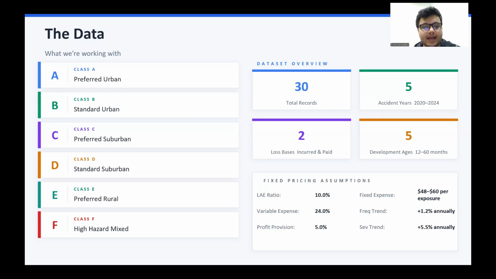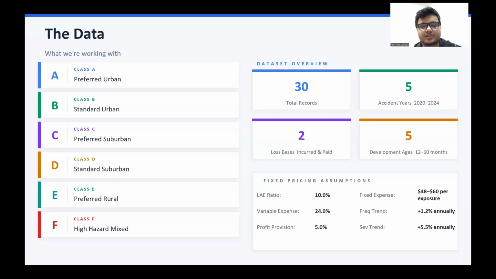So the dataset has 30 records, six different classes A, B, C, D, E, F across 5 accident years from 2020 to 2024. Each row contains paid and incurred losses at development ages of 12, 24, 36, 48, and 60 months. The data sits on the latest diagonal. So accident year 2024 is only 12 months old, and accident year 2020 is fully developed at 60 months.